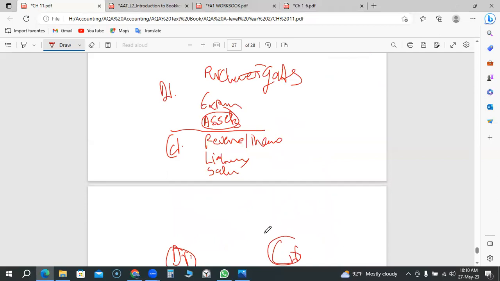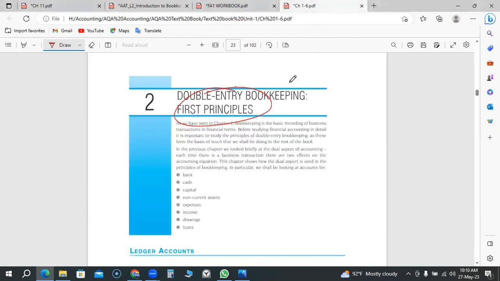If you have any question, you can ask in between. You can raise your hand, you can unmute, and you can talk to me. Let's get into our first transaction.